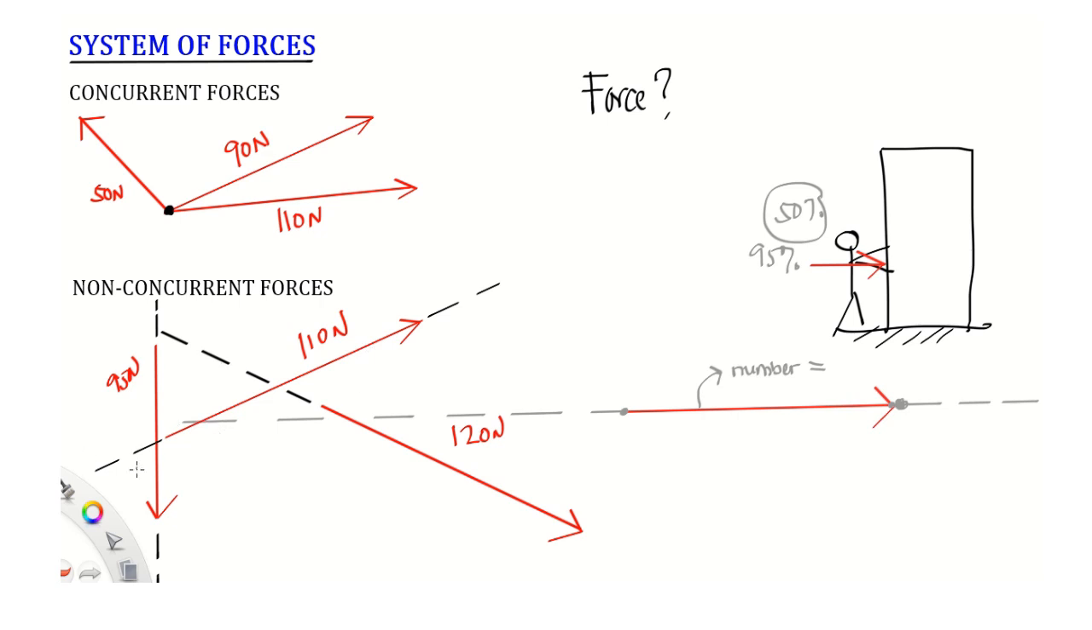As you can see, the lines of action of the three forces do not intersect at the same point. The intersection of this 95 and this 120, the intersection of their lines of action is here, but it has no common intersection with the line of action of this 110. So in other words, for concurrent forces, if we extend the lines of action of the forces, there is at least one common point of intersection among all the forces. That is what we call concurrent forces.